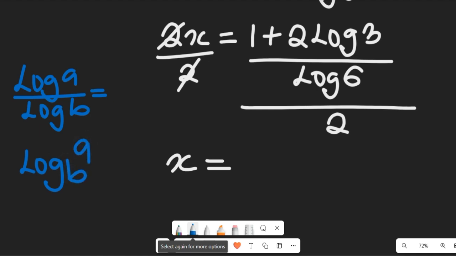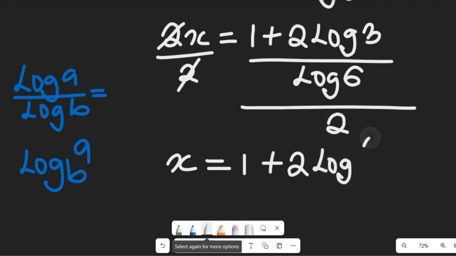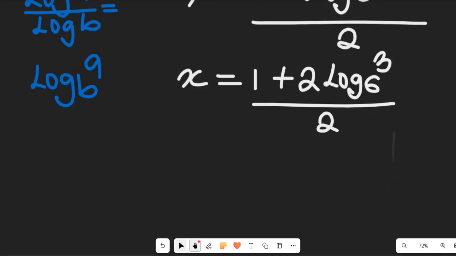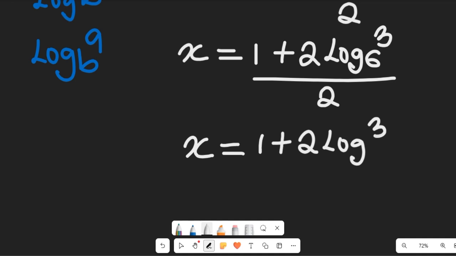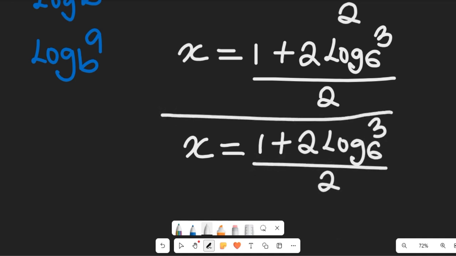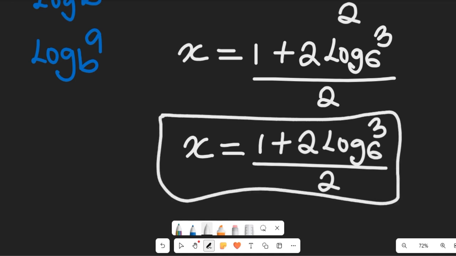log of a base b, right? So if I apply it over here, I'll have that expression give me 1 plus 2 log of 3 base 6, and all of these will be divided by 2. So that is simple enough to become the solution. So we'll have our x equal to 1 plus 2 log 3 base 6 all divided by 2, and this stands as the solution to that expression given to us up there.